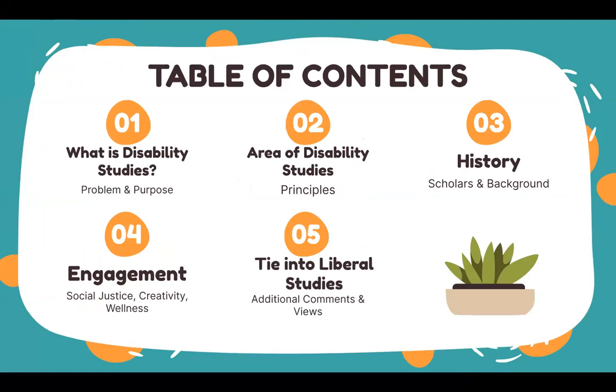So for the table of contents, we have first, what is disability studies, the problem and the purpose. Second, area of disability studies, the principles. Third, history, scholars and background. Fourth, engagement, social justice, creativity and wellness. And lastly, the tie into liberal studies, additional comments and views.